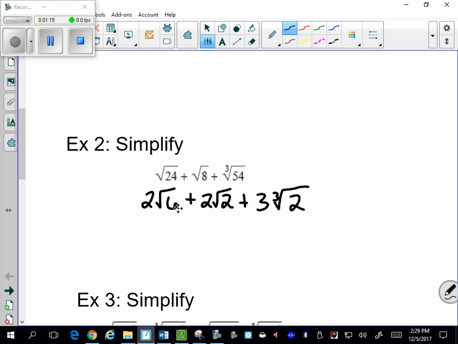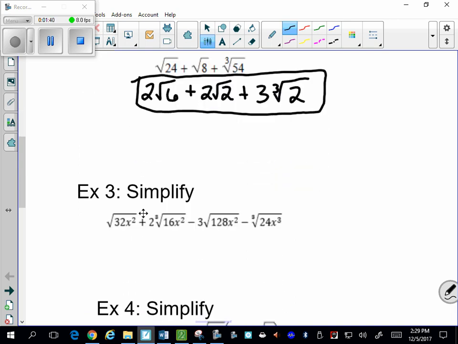Look in to see if we have any like terms. We have square root of 2, and that's not the same thing, because this is a cube root of 2. And we have a square root of 6, but that's not a square root of 2, so that's not like terms. So this is it. That's your final answer. No like terms. Everything is simplified as far as it can be. Moving on.